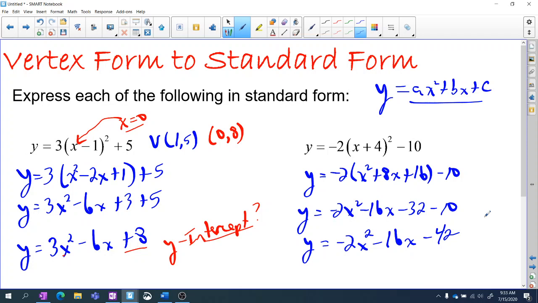So there's really not much to that other than making sure you know how to square a binomial, and then just make sure you do your exponent where you square first, then distribute your coefficient through, then collect your like terms. Alright, so that's going from vertex to standard. That's the easy one.